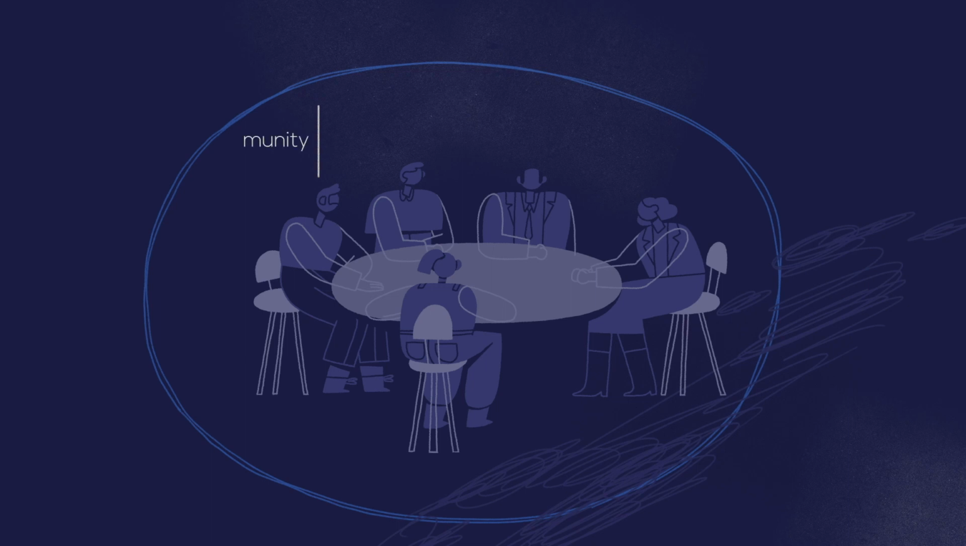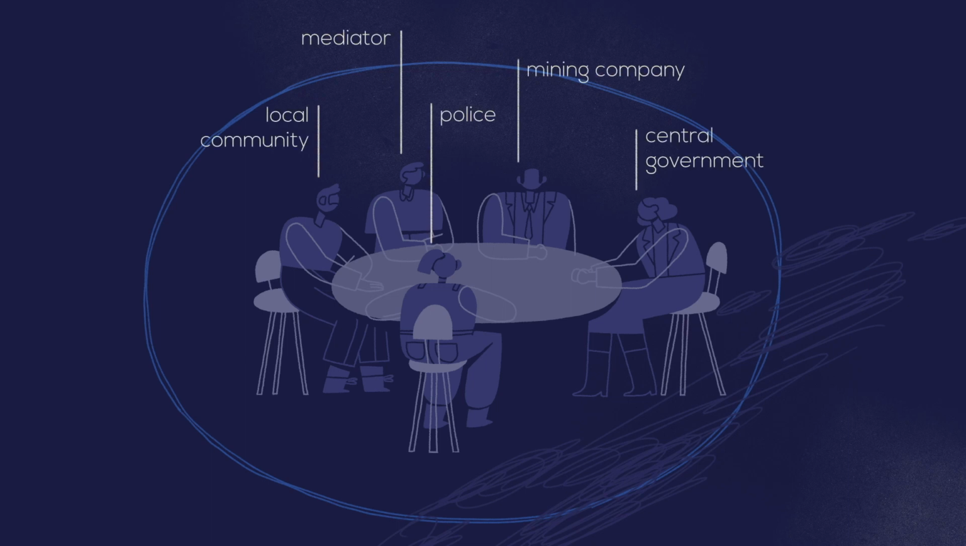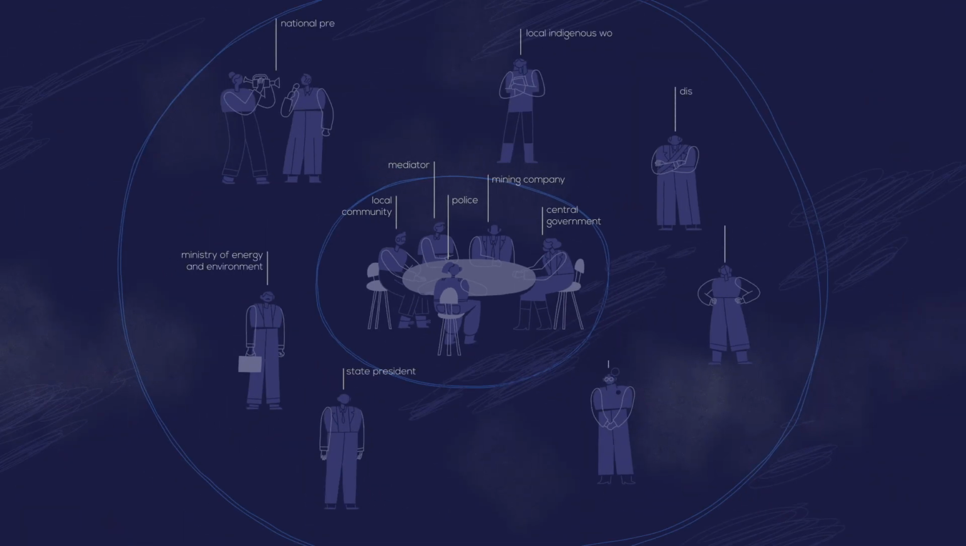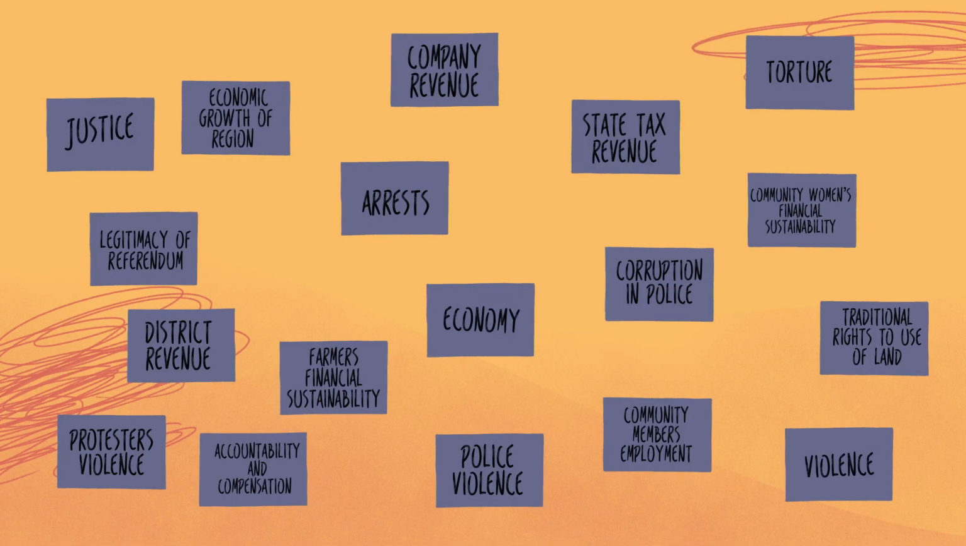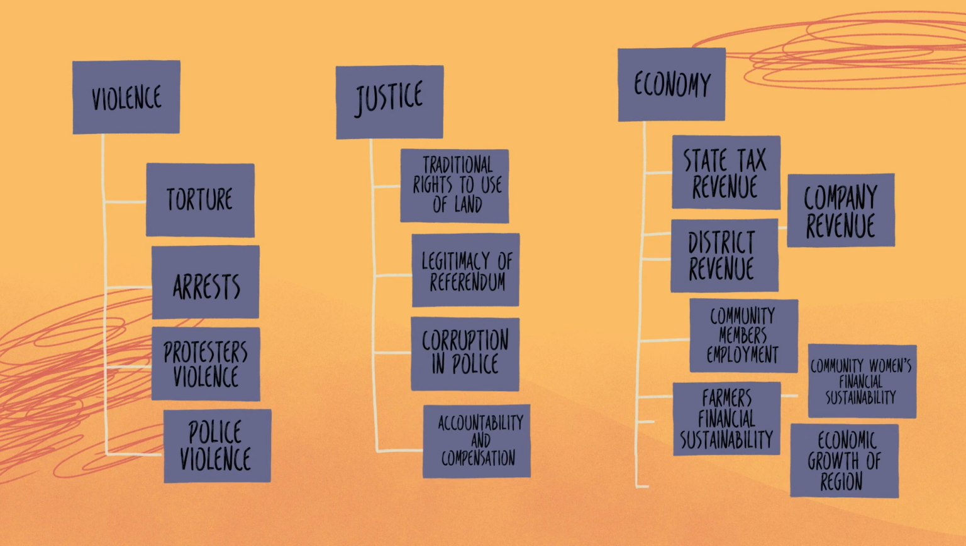Actors. Organise the actors based on how close they need to be to the negotiation table. Who needs to be right at the table? Who needs to be close to the table? And who is relevant but can follow along from a distance? Content. Cluster issues based on their themes and differentiate between parent and child issues.